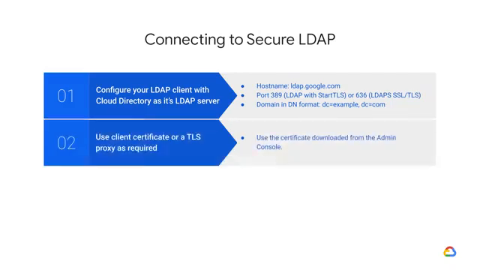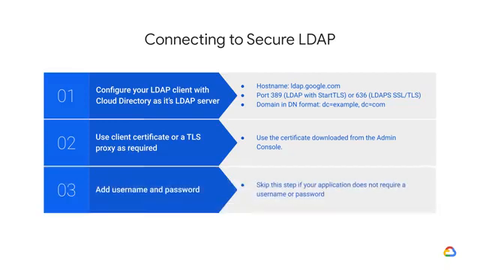You will then need to upload your certificate to your application's host, or if the application doesn't support client certificates, you can use a TLS proxy server such as S-Tunnel as described earlier. Optionally, you may need to provide administrator credentials. You will have created these earlier in the Google Administration Console.